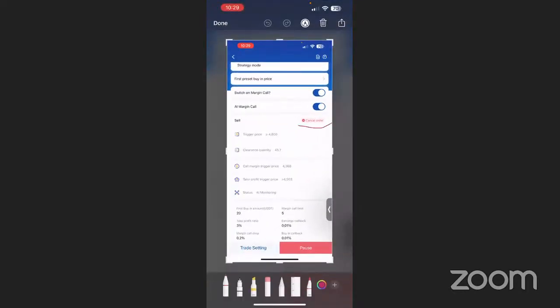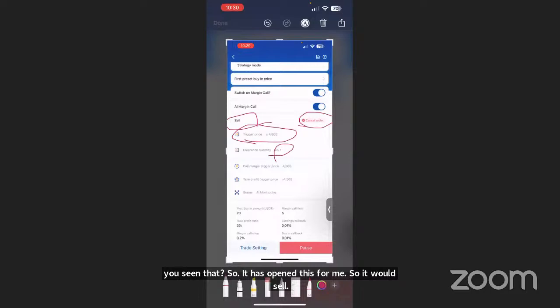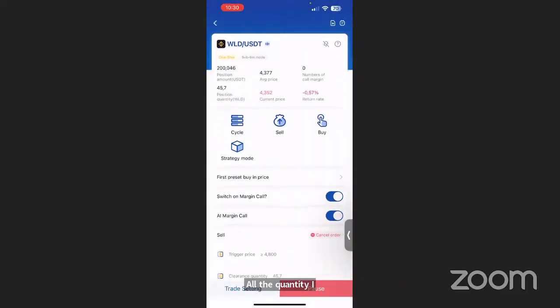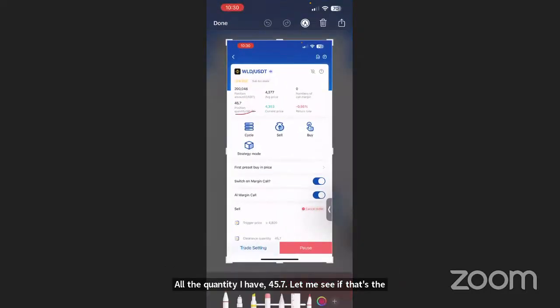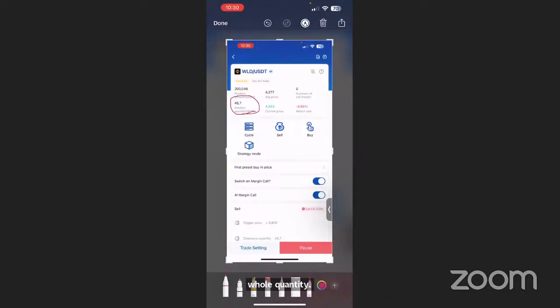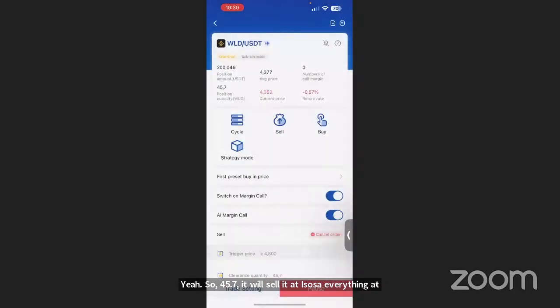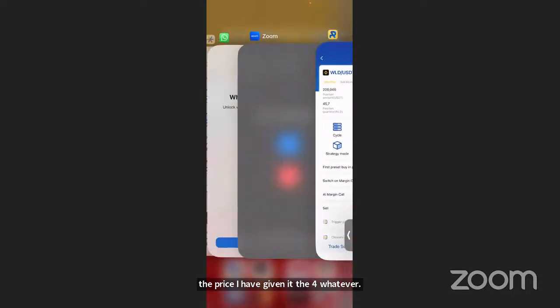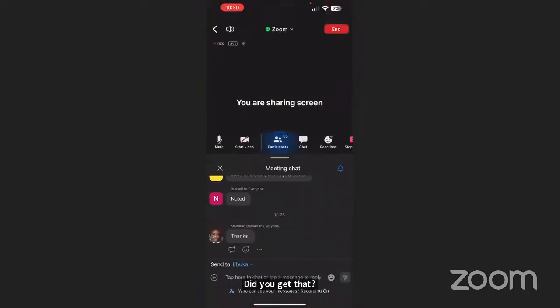Can you see that? So it has opened this for me. So it will sell all the quantity I have, 45.7. Let me see if that's the whole quantity. Yeah. So 45.7. It will sell everything at the price I have given it, the four whatever. Did you get that? Before I stop sharing my screen, where is the person who has the question?